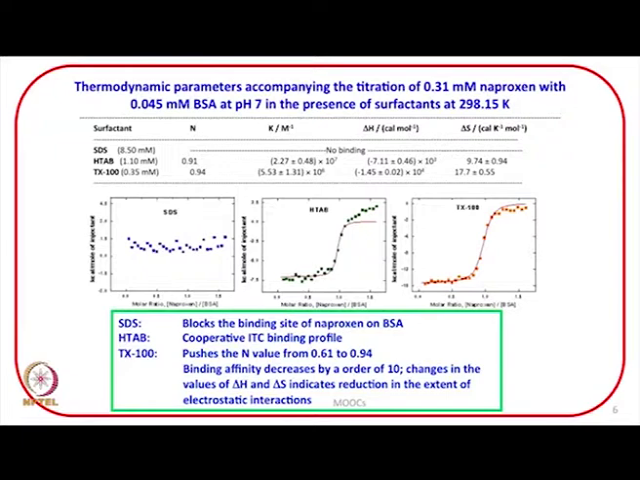Similarly, experiments can be designed with amitriptyline to understand what kind of interactions are predominant in the binding of the drug with the protein. In short, by a suitable choice of additives and doing isothermal titration calorimetric experiments, the comparison of the data helps in further establishing the relative contribution of individual types of interactions in the overall binding process.